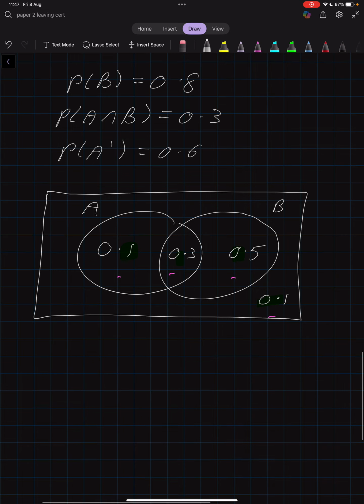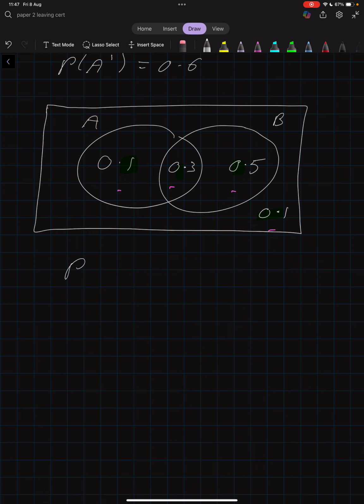Okay, so then it says, find the probability of A. So the probability of A is just 0.1 plus 0.3, so 0.4. What is the probability of A union B? Well, that's just 0.9. So 0.1 plus 0.3 plus 0.5, that's 0.9.